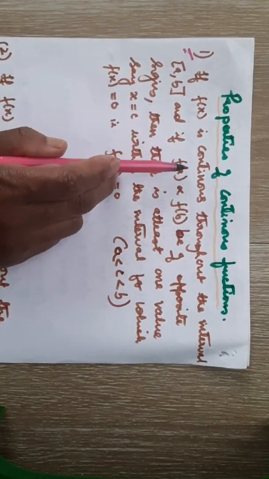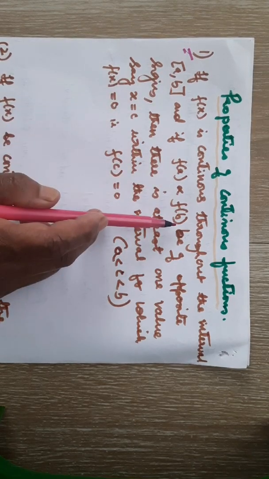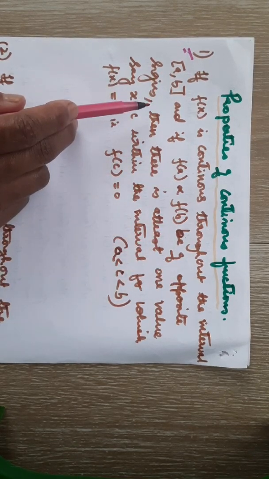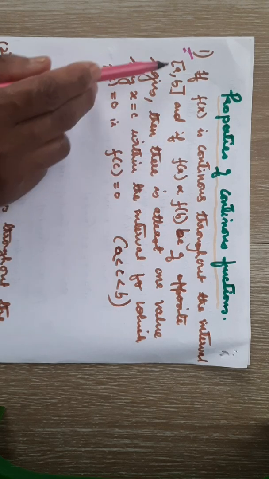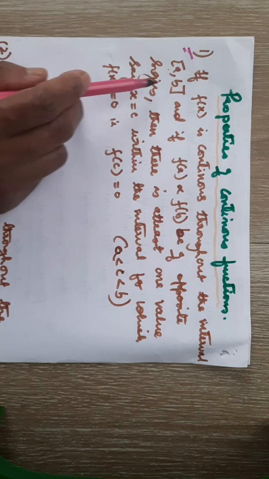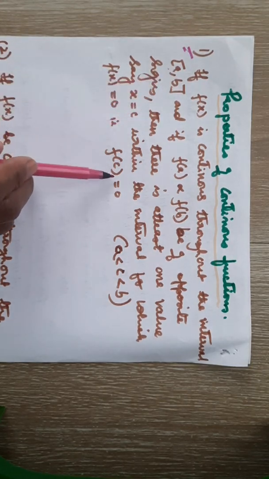If f of x is continuous throughout the closed interval [a, b], and if f(a) and f(b) are of opposite signs, then in that case you can always find a number c lying between a and b such that f of x will become 0 at that point. That is, f(c) will become 0.